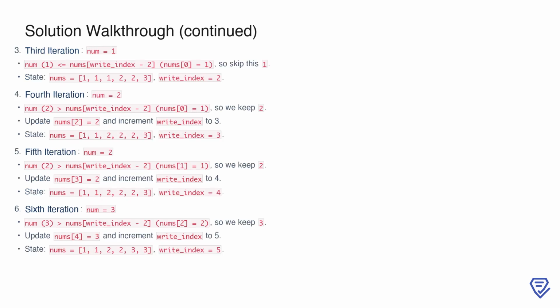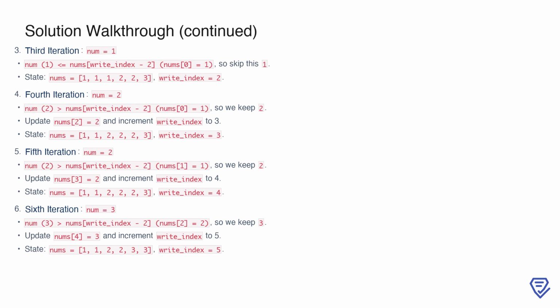In the third iteration, we encounter another 1. This time, we check if this one should be kept. Since it is equal to the value at nums[right_index - 2], which is also 1, we skip this element because it would exceed the limit of 2 occurrences. The right_index remains at 2. Next, we process the number 2 in the fourth iteration.